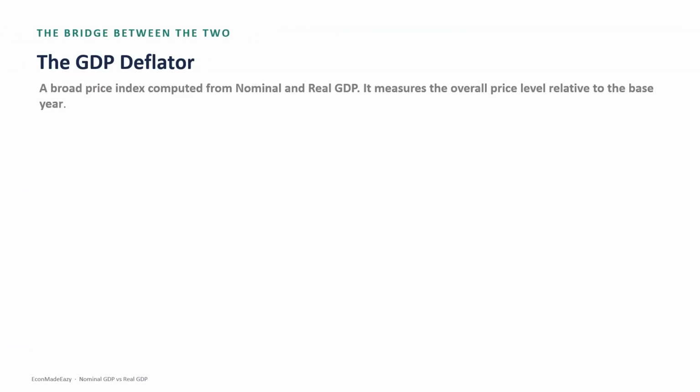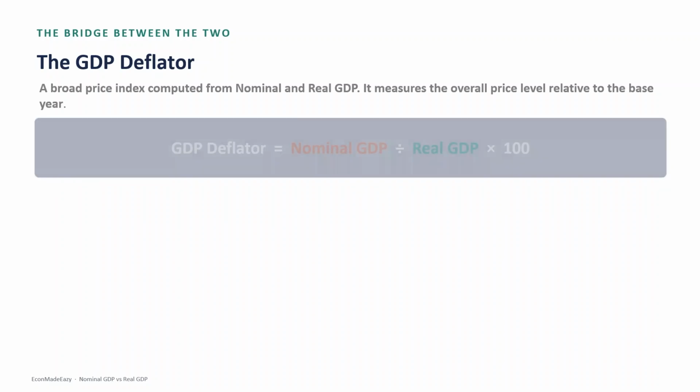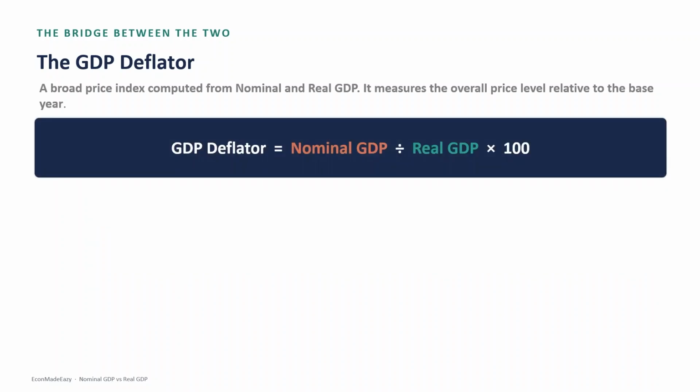Now we have both nominal GDP and real GDP, so we can use the two to answer an important question. How much of the difference between nominal and real GDP is due to prices? That is what the GDP deflator helps us measure. We calculate it as nominal GDP divided by real GDP multiplied by 100. The base year gives us our reference point.